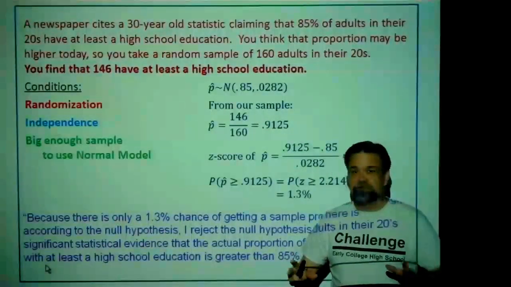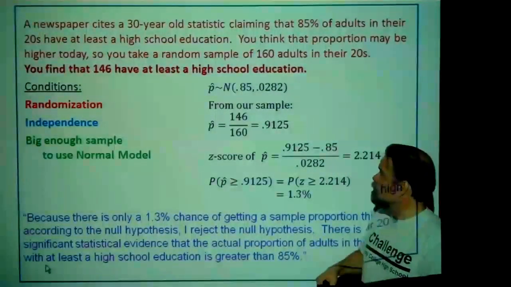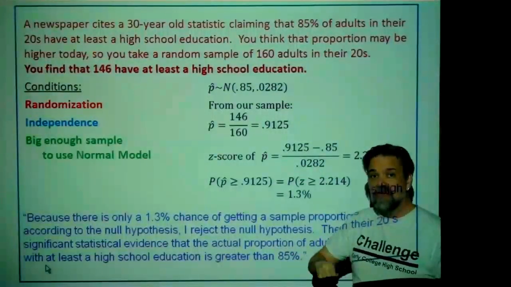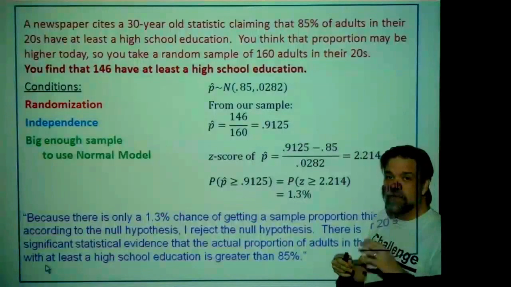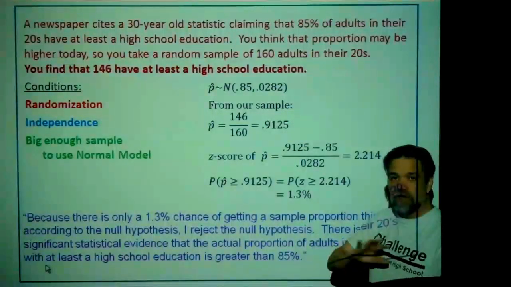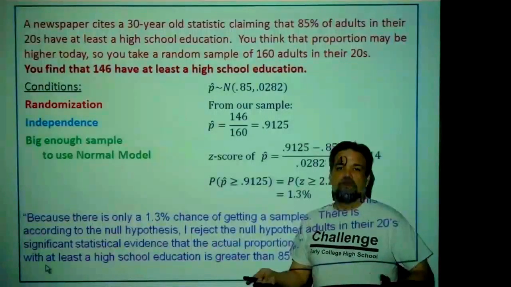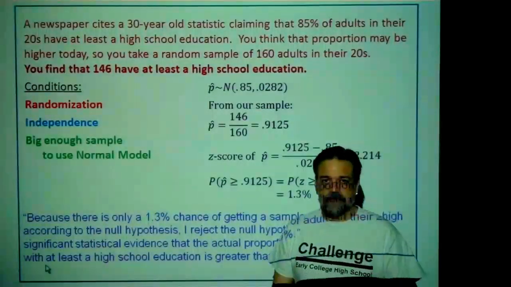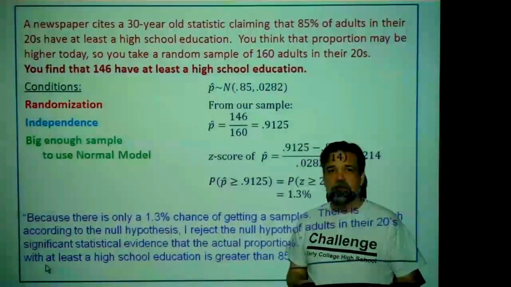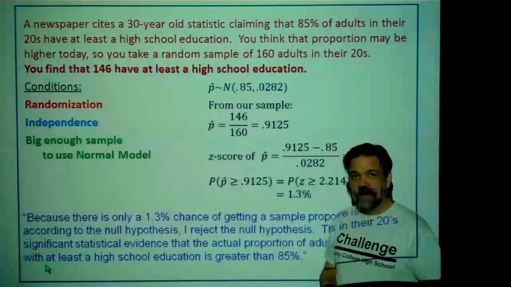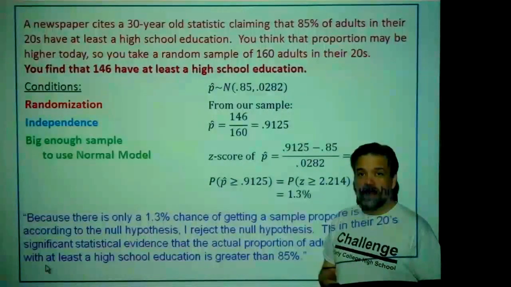That's from last video. So what did we do? We found out that our p hat was weird. Okay, it was much higher than the model predicted it would be. Therefore, we rejected the model. We rejected the null hypothesis. But what are people going to say at this point? They're going to say, okay, so it's greater than 85%. What is it?